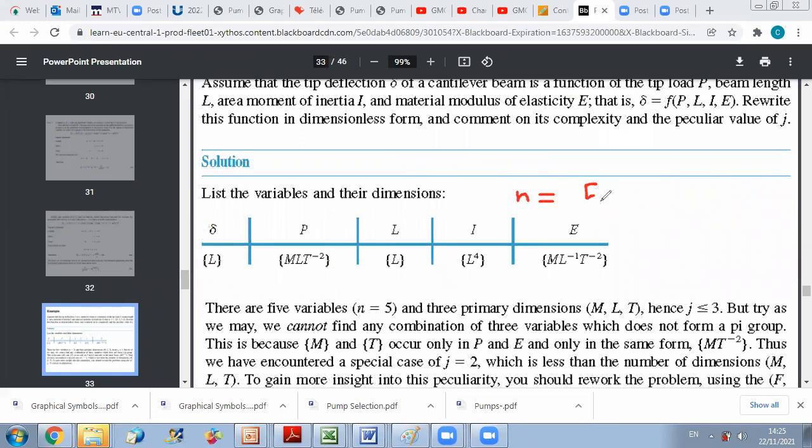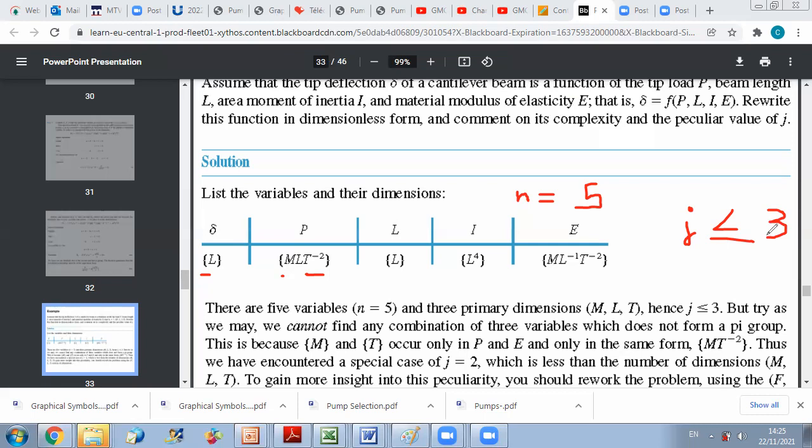And now J is at most equal to the number of dimensions involved. You have L, M, and T. So J will be smaller or equal to 3. I start first by checking if I can find J equals 3. So I try to find 3 variables that cannot form a group. And let us see if this is possible here or not.